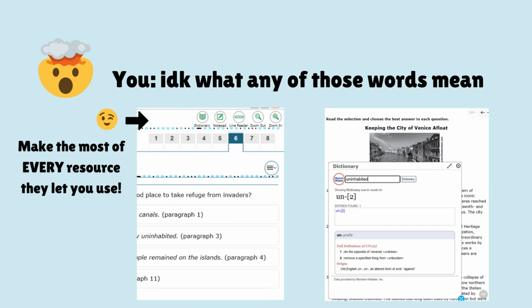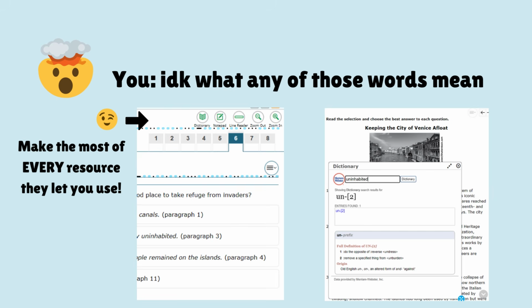I don't know what any of those words mean. I don't know what uninhabited means. So how was I supposed to make the connection that if an island is uninhabited, that people will take refuge there? Make the most of every resource they let you use.